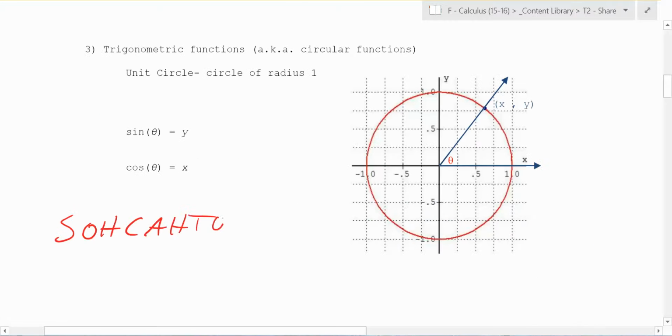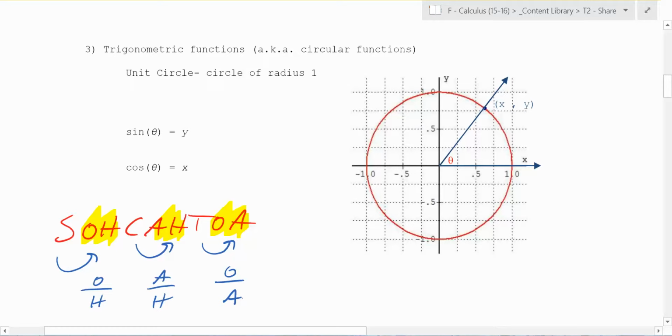6 letters. Toa. That's 9. That's what I mean, right there. So yes, it's 9 letters, but it's 6 really important ones. So sine, what does sine mean? Opposite over hypotenuse. What does cosine mean? Adjacent over hypotenuse. And tangent is opposite over adjacent.